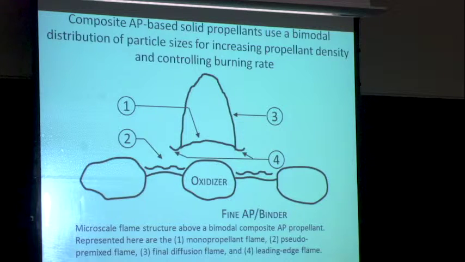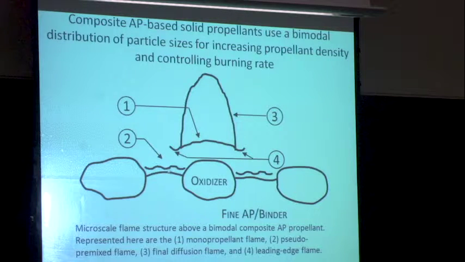Okay, so in the binder region here, if I have very small oxidizer particles mixed in with the binder, what happens is, as they start to decompose, as they come off the surface with the decomposed binder, they mix faster than they can react because of the small length scale. And so I end up forming a pre-mixed flame in the region between the large oxidizer particles.